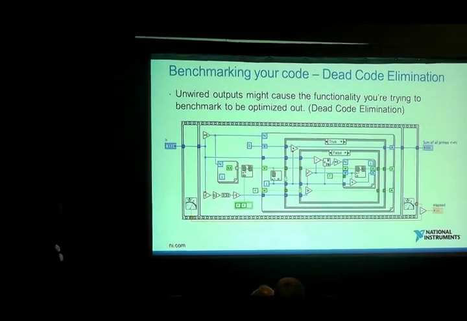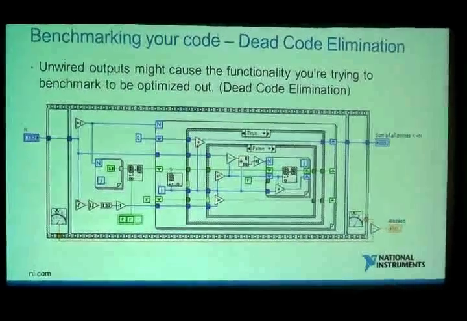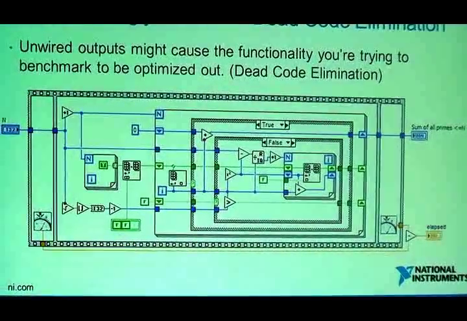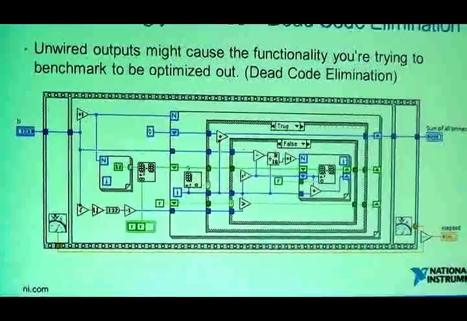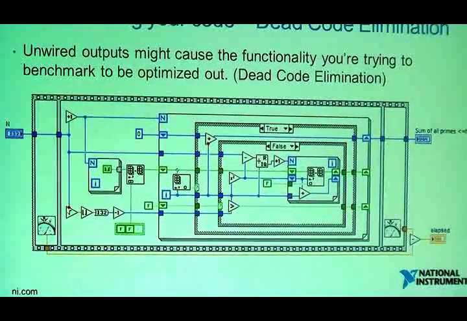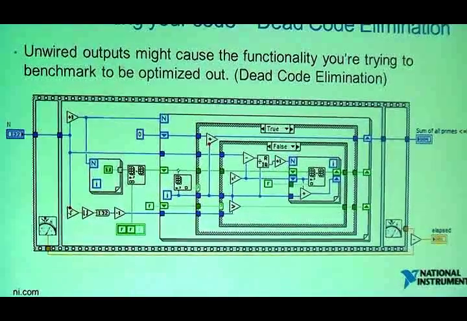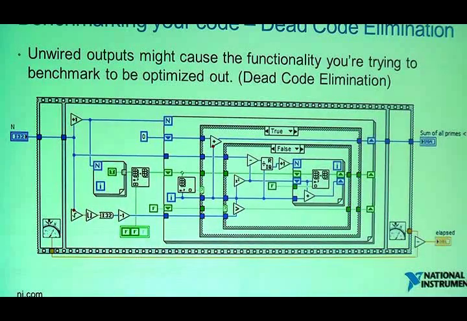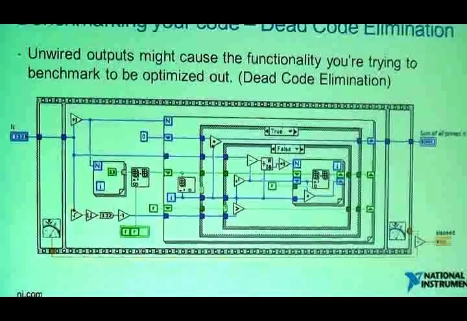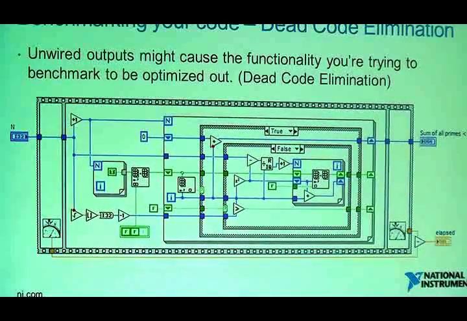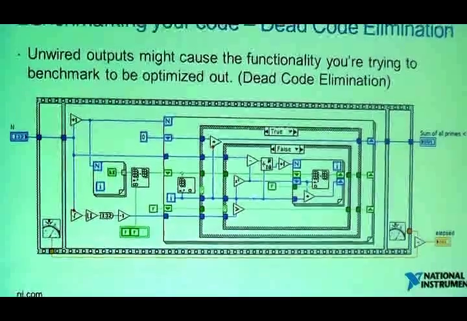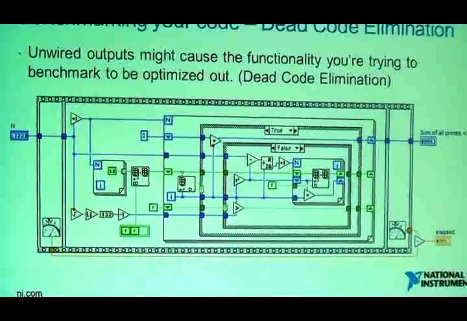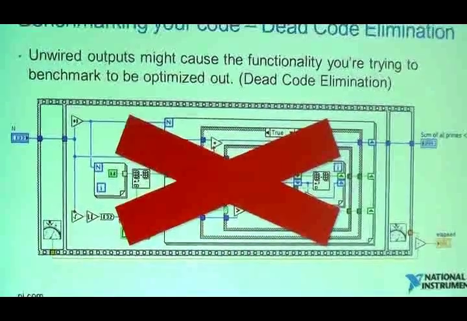Another thing that can happen, another compiler optimization, is called dead code elimination. This is the compiler trying to get rid of code that's not used. I've actually got an example showing this, but basically the algorithm in here is fairly complex. This is trying to find prime numbers. If the output is not wired, the compiler will look at this and say, well, I don't need to compile that, let's just eliminate it. And so the whole thing can just literally go away.